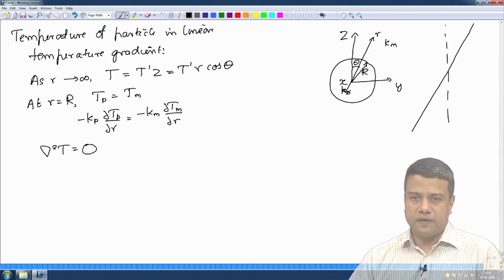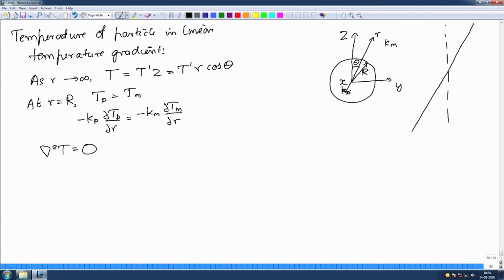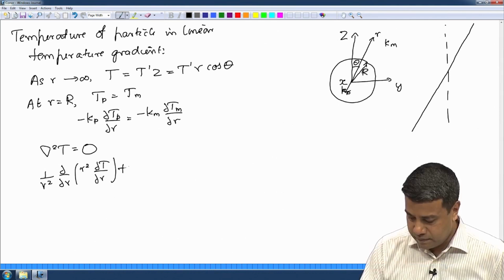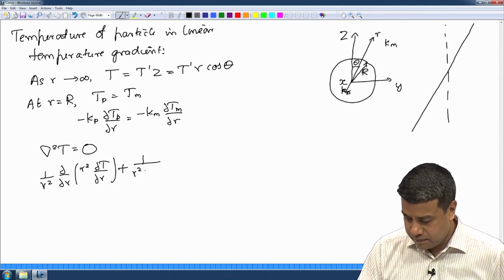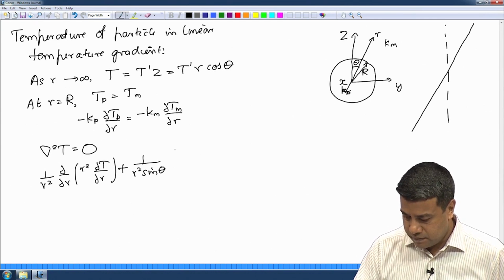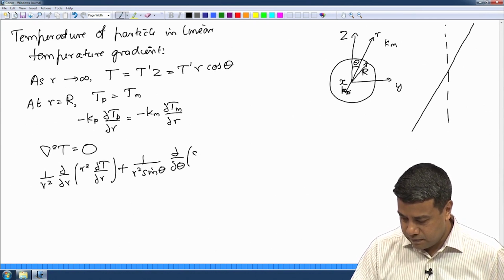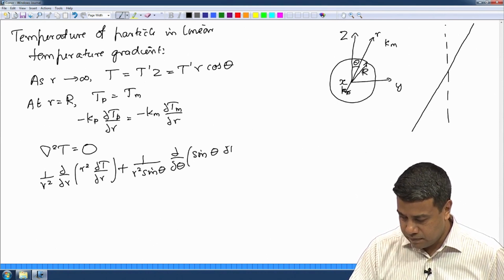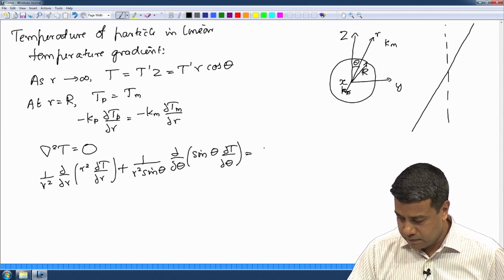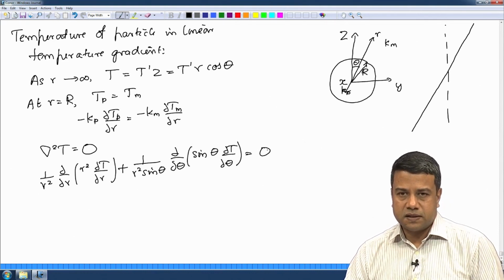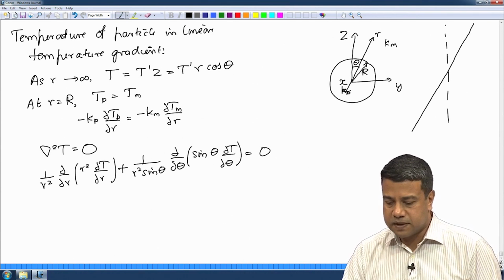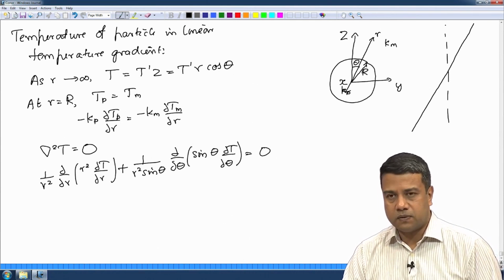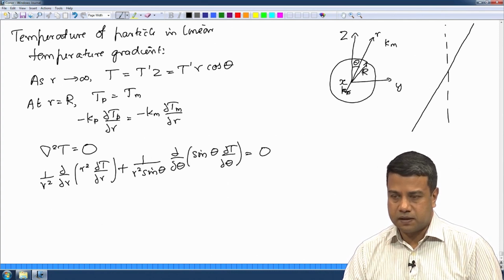Spherical coordinate system is more convenient in this case, because the sphere itself has spherical symmetry. So, in that case, my conservation equation will be as follows. This is the conservation equation that we have to solve subject to these boundary conditions to find the temperature within the particle.